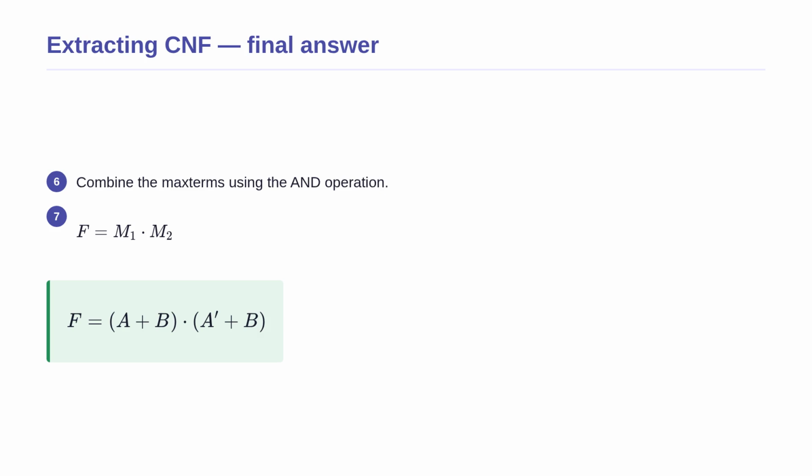To finish our conjunctive normal form expression, we must combine the two max terms we just found. We take our first max term, A or B, and our second max term, A prime or B. Because CNF is a product of sums, we connect these two OR groups using an AND operation. Both of these sum conditions must be satisfied for the system to evaluate properly and keep the alarm silent. Physically, this final answer represents a series of strict gates that the signal must pass through. We have now successfully extracted both standard forms from our system's logic.